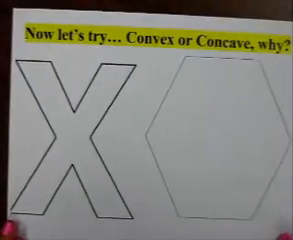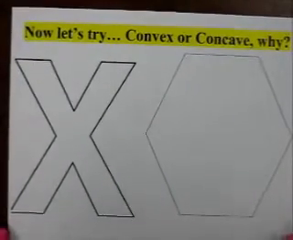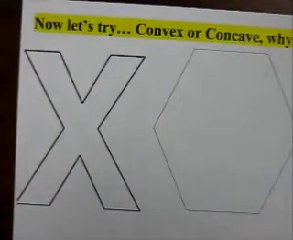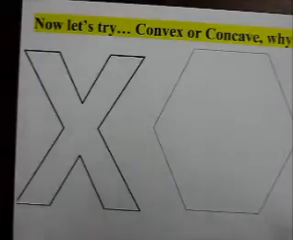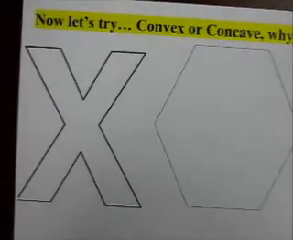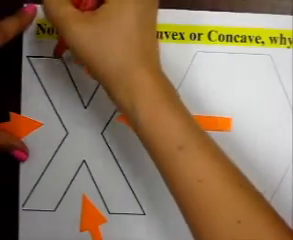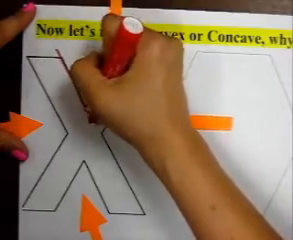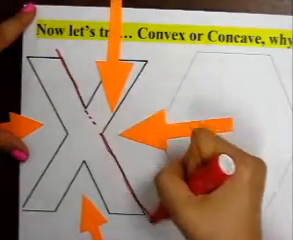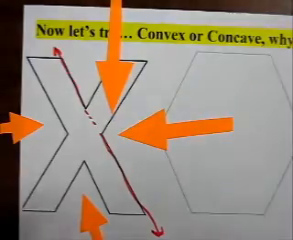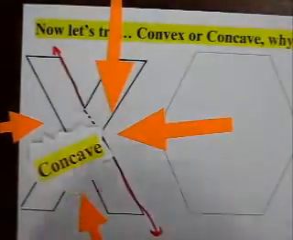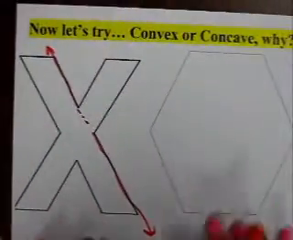Now let's try. Let's look at these two polygons. One of them is convex and one of them is concave, and let's find out why. Looking at this first polygon, just by my definition, I already can see that it's a concave polygon. I see a lot of inward indents right over here, and once I do the line test, I know it is going to cross the middle of the polygon, which is going to make it concave.